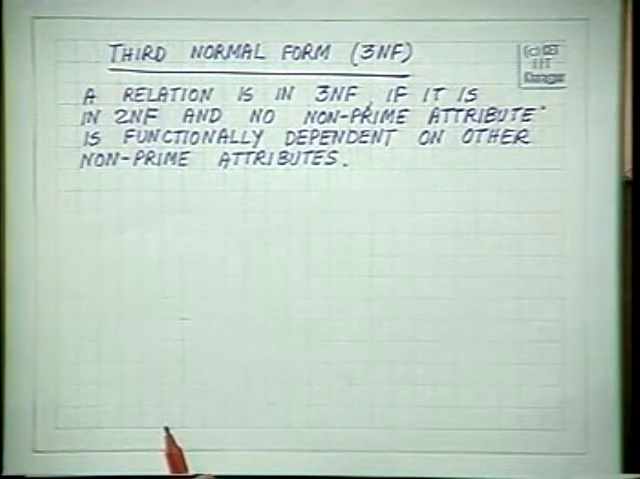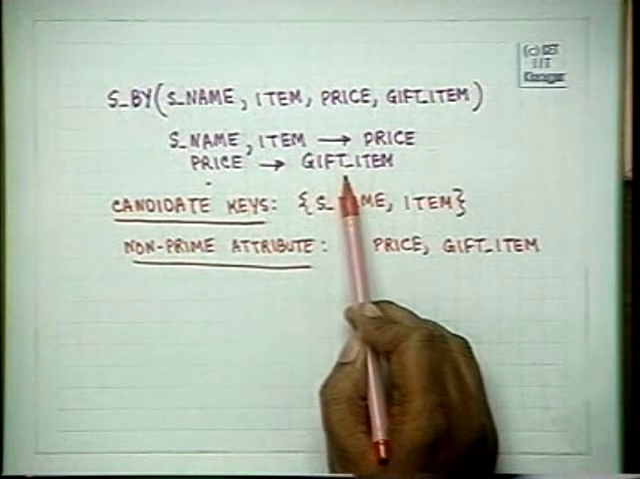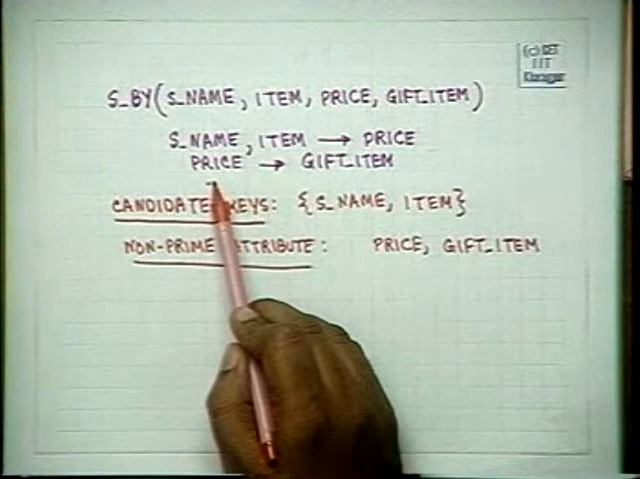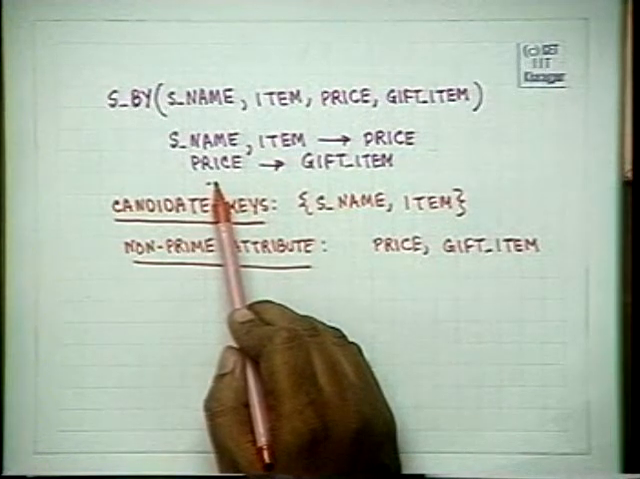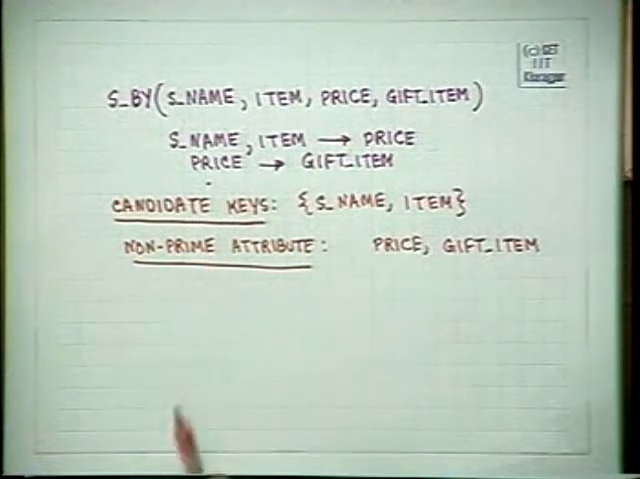This makes it possible for us to prevent this sort of a thing. Here this non-prime attribute is functionally dependent on this non-prime attribute, bringing in the redundancy. And therefore, though it is in 2NF, it is not in the third normal form.